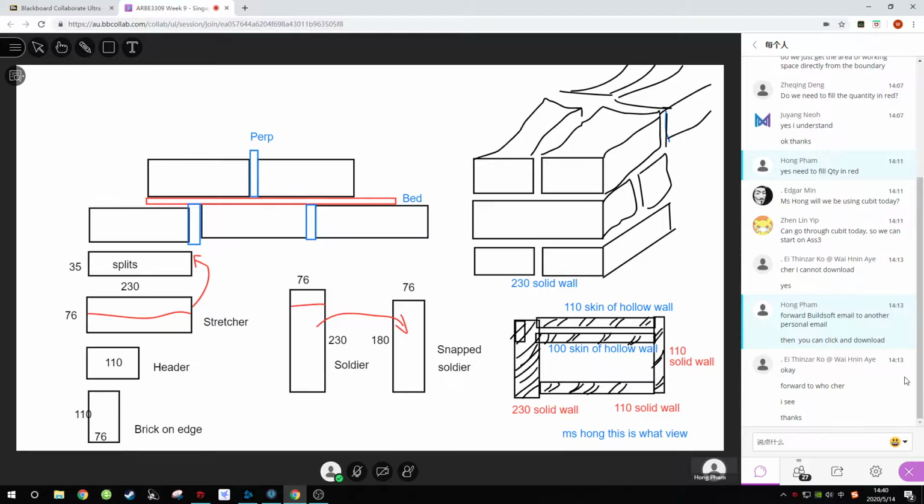So you have learned skin, stretcher, header, brick on edge, soldier, snap soldier, split, hollow walls, and leaf. I want to show you what is leaf later on. Now I go back to here.